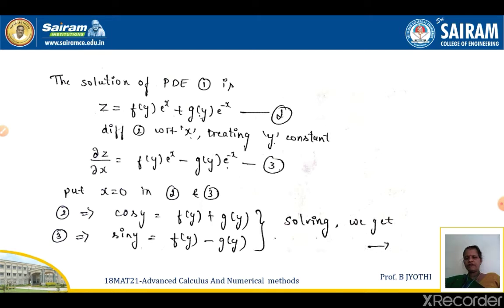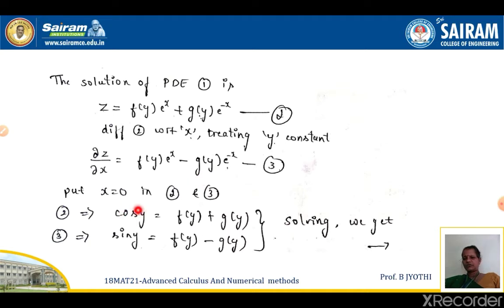The solution of the PDE is given by z = f(y) e^x + g(y) e^(−x), where c1 is replaced with f(y) and c2 with g(y). Now differentiate this with respect to x, treating y as a constant. We know that ∂z/∂x = f(y) e^x − g(y) e^(−x), because it is differentiated with respect to x, so f(y) and g(y) are taken as constants.